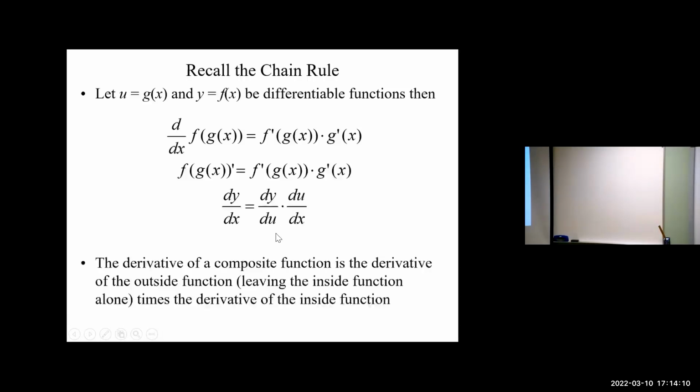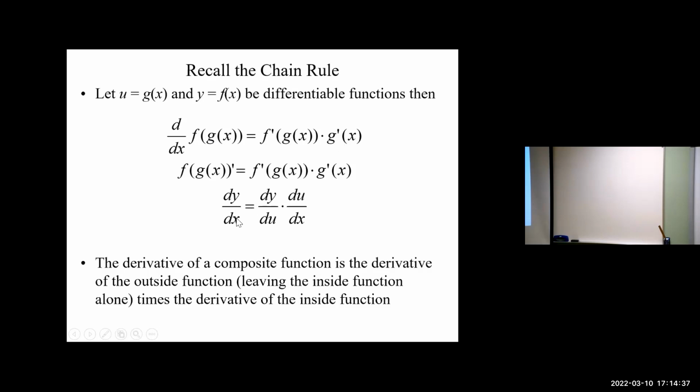So let's talk a little bit about the chain rule. So here's your chain rule from Calc 1. We use the chain rule when we have what we call a composite function. Basically, we're inputting one function into another. And so, f of g of x, its derivative is the derivative of the outside, leave the inside alone, times the derivative of the inside.